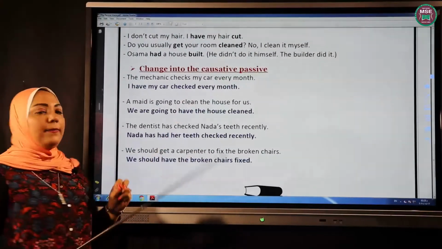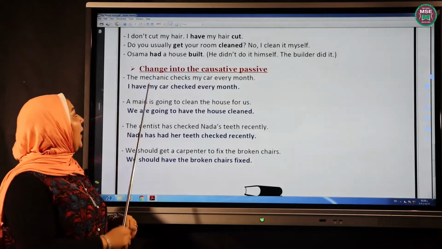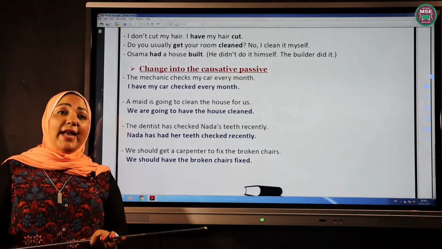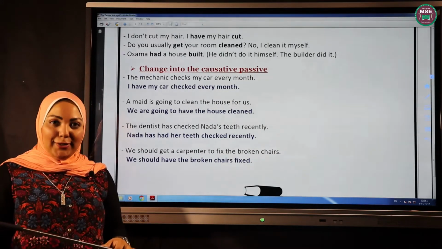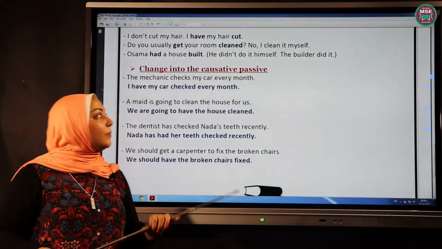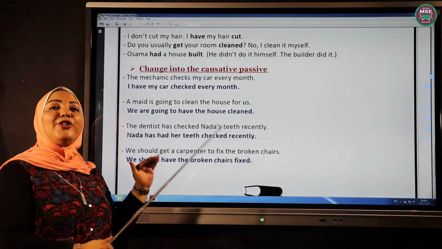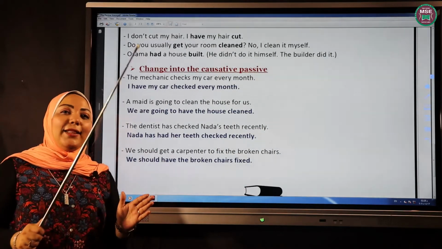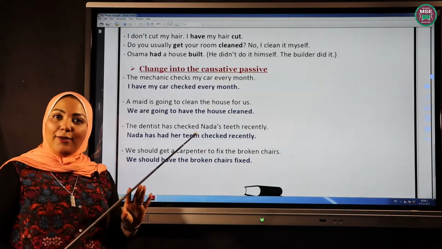Okay, here are some more sentences in order to make the form familiar to you. The first sentence: the mechanic checks my car every month. It means that you get the mechanic, or you ask the mechanic, to do something for you regularly, which is checking your car. So you are not the doer of this action. Let's change from this active form into the causative form. So step number 1, who is the person that will get a service? It's I, because it's my car.